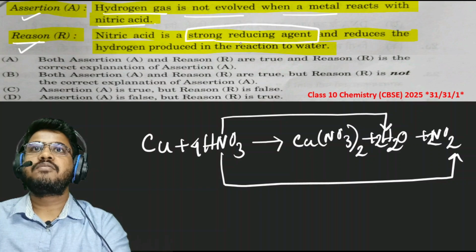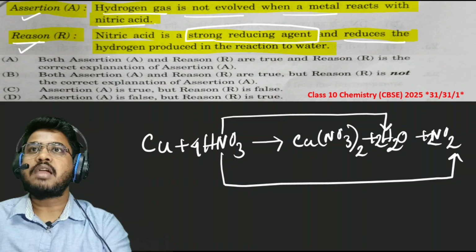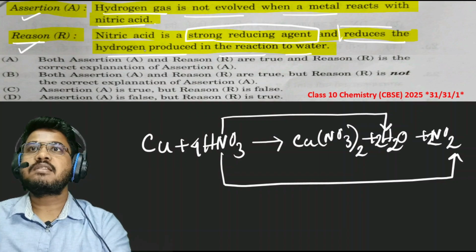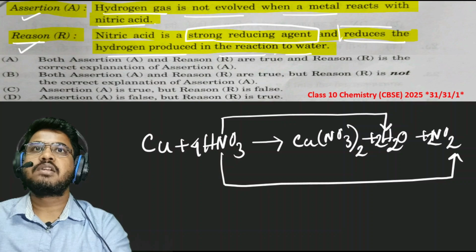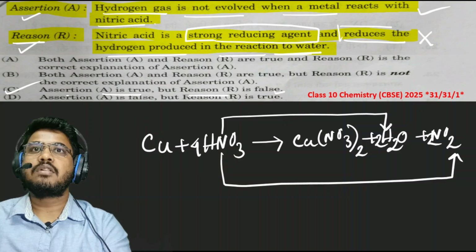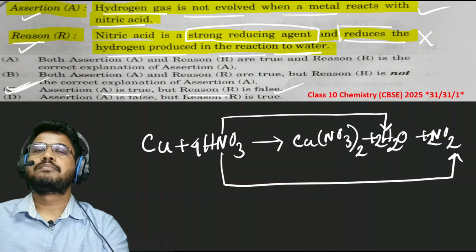Nitric acid is a very strong oxidizing agent and it oxidizes the hydrogen produced in the reaction to water. So the reason is wrong, but the assertion is right. So option number C, assertion A is true, but the reason R is false. So option C is the correct answer.